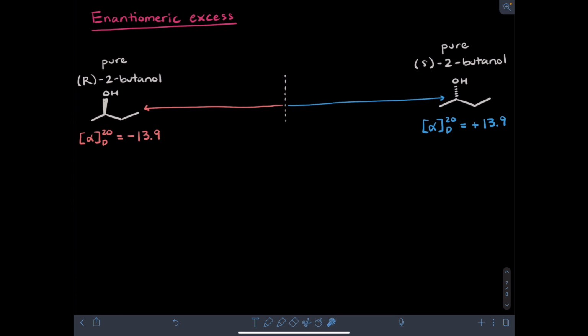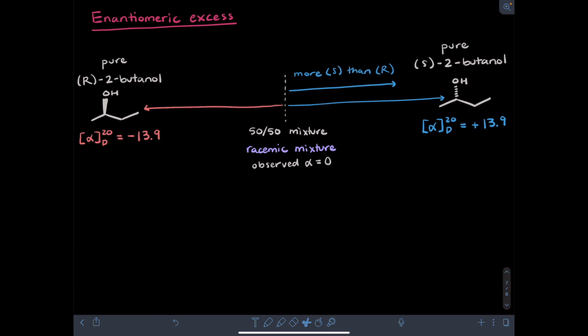Then in between these two values, you have varying percentages of the two present. Exactly in the middle of the diagram would be if you have a 50-50 mixture of R and S-butanol enantiomers. You would call this a racemic mixture, and the observed rotation alpha for this 50-50 sample would be 0. The minus 13 and the plus 13 are perfectly canceling each other out.